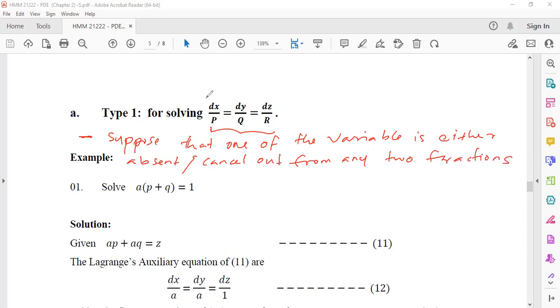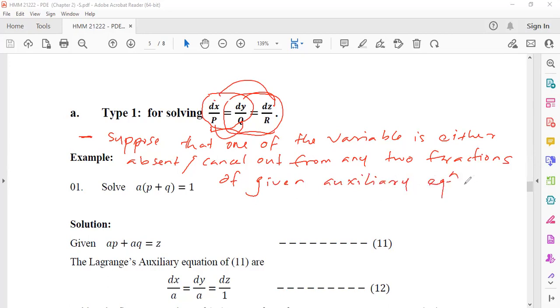As I said, we have two fractions in it. This is one of the fractions. We can take either this and this, or this and this, or this and this. Suppose that one of the variables is either absent or cancels out from any two fractions of given auxiliary equations. Then integral can be obtained.